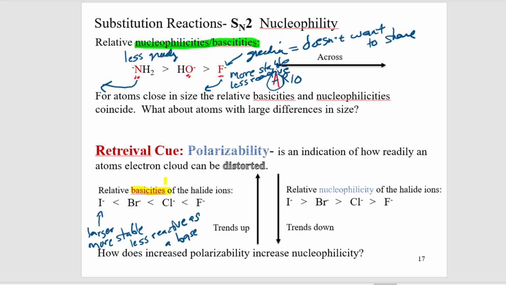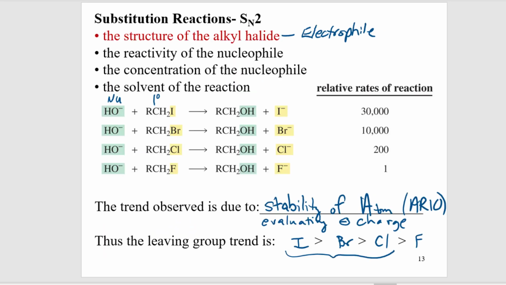So the trend for basicity was that as you move up, you became a better base. As you move down, iodine being larger. Remember, for REO, as you move down, the atom gets bigger and you have more surface area, and the electrons can spread out more and stabilize the negative charge. So iodine, I-, is actually more stable. And we saw that when we were looking at trends for leaving groups, right? Iodine is more stable than bromine. So as a leaving group, iodine's the better leaving group because it's a more stable negative charge.